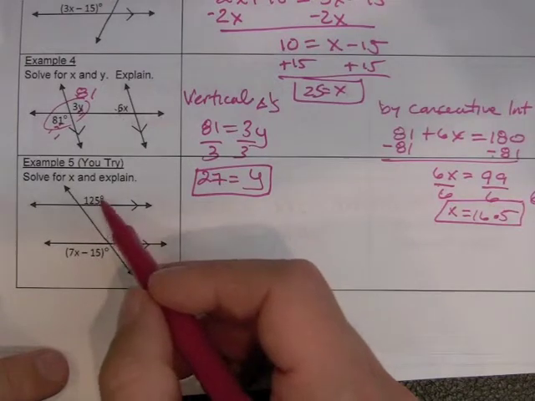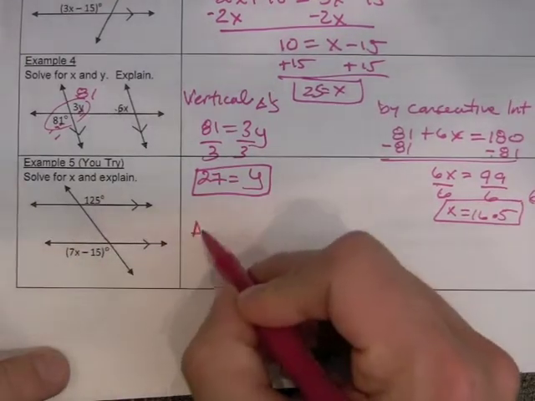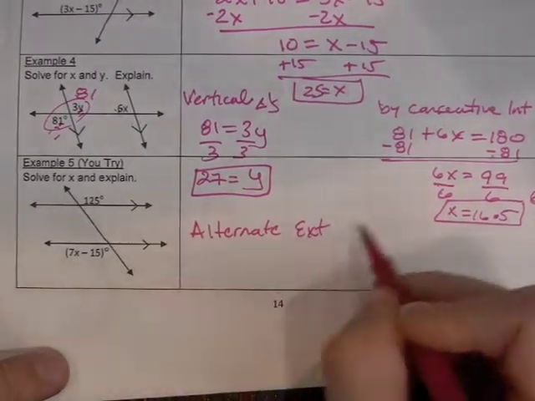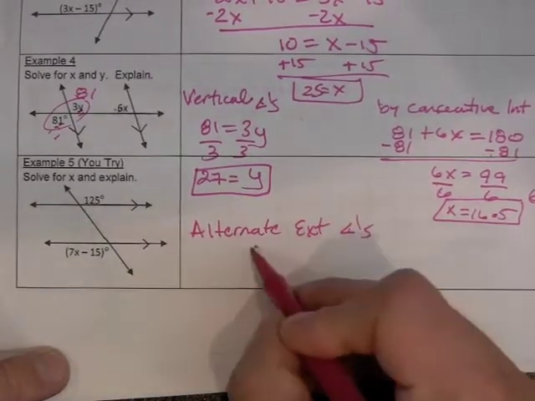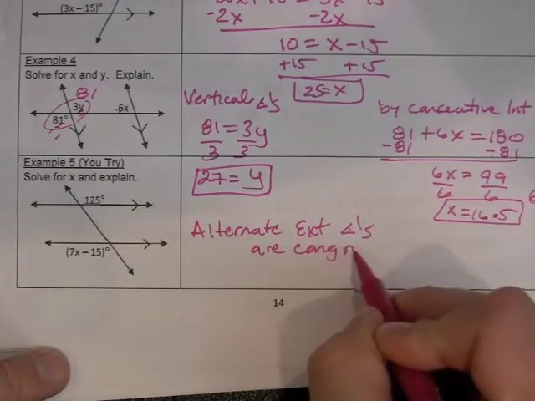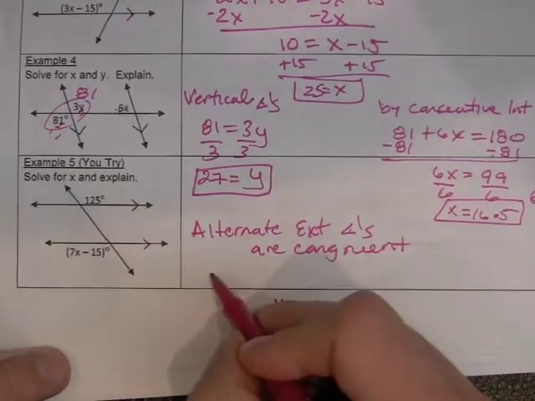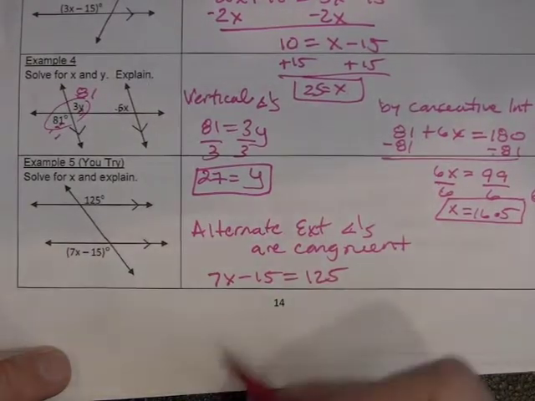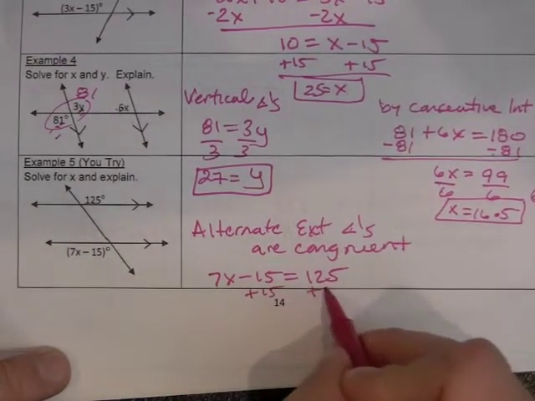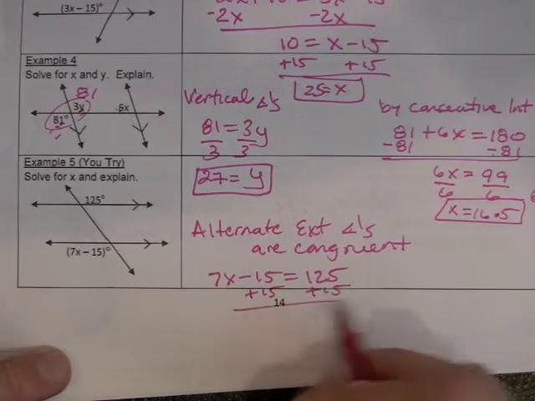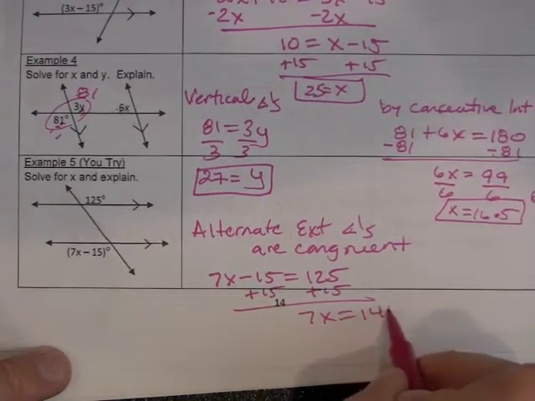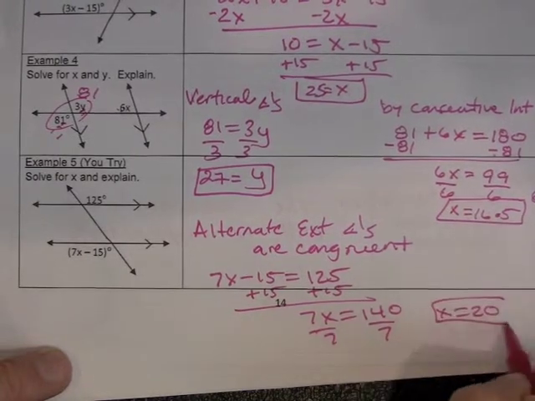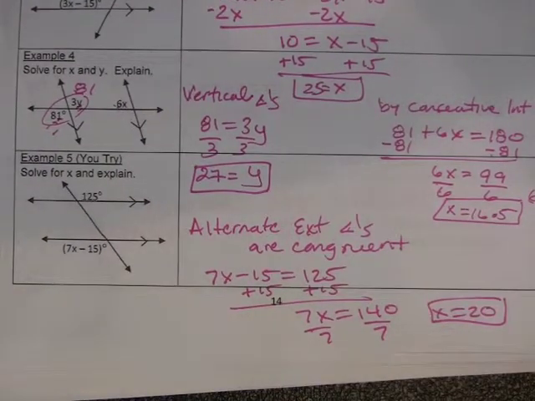So by the alternate exterior theorem, I know that the alternate exterior angles are congruent. So I can do 7x minus 15 equals 125. I can then add 15, which will give me 7x equals 140, and then divide by 7, and then x would be 20 for my answer.